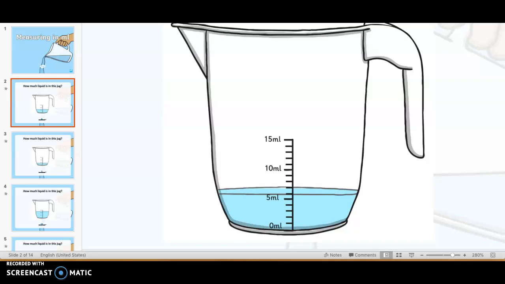Hello Year Sixes, so this week we're just doing a little bit of revision on measuring using milliliters. So I'm going to show you how to work out what the scale is.